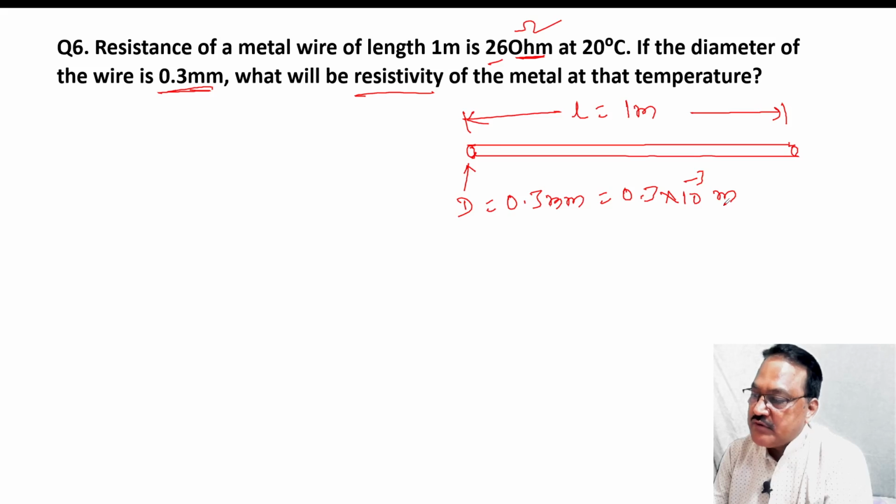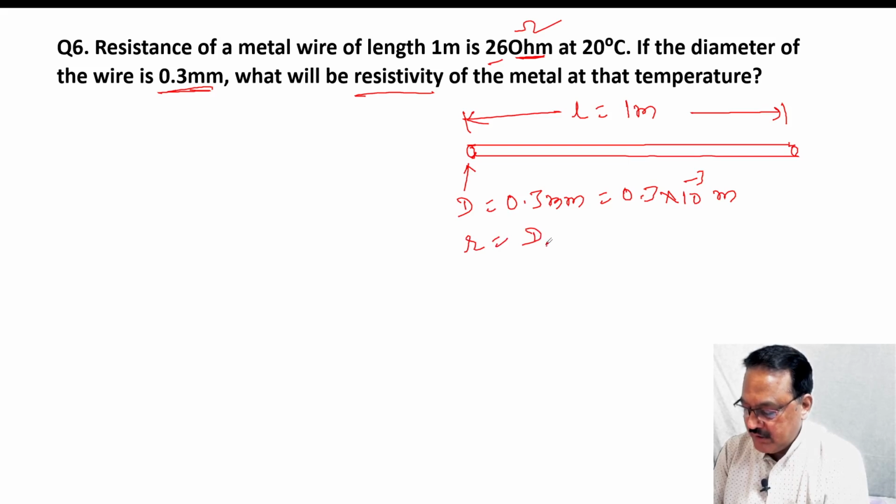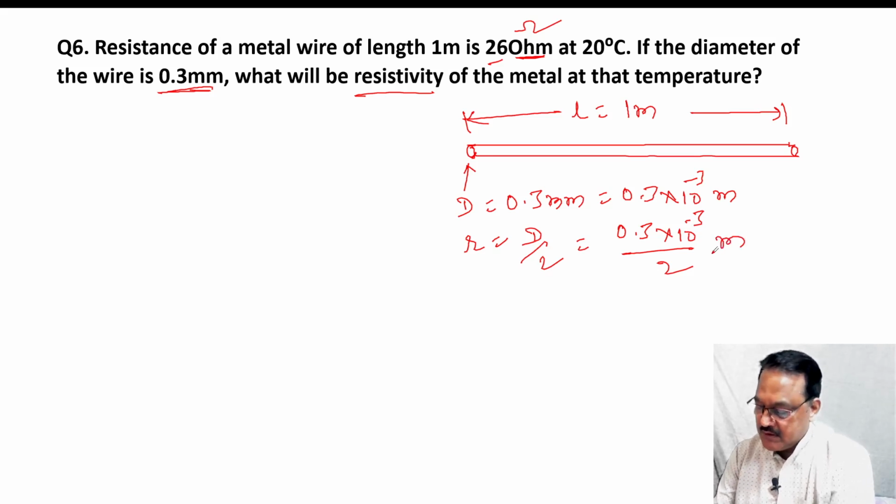So how to find out the R value, the radius of this wire, because it is given in cylindrical form. R will be equal to D by 2. We can write here 0.3 into 10 to the power minus 3 by 2. This is the value of R. Why have we calculated R? Because we have to find out the cross sectional area of this wire.